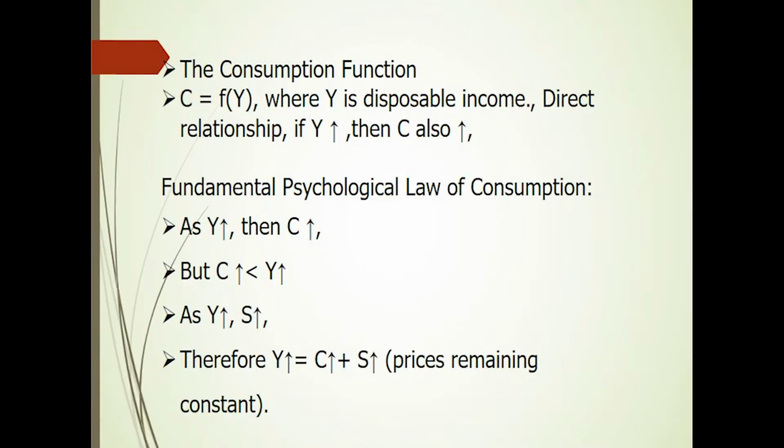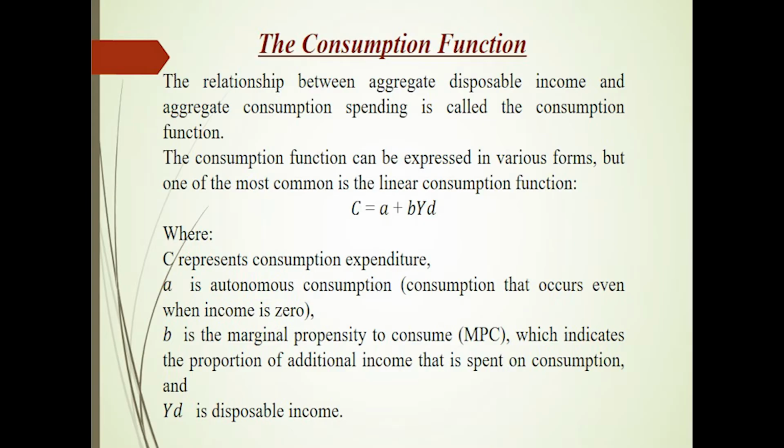When income increases, consumption increases, and at the same time saving also increases. So, when income increases, consumption is increasing as well as saving. Here we have to remember, other things remaining constant, it may be prices. Other things are constant. So, here we are talking about the consumption function: the relationship between aggregate disposable income and aggregate consumption spending, we call it the consumption function.